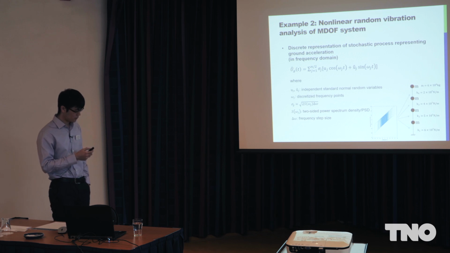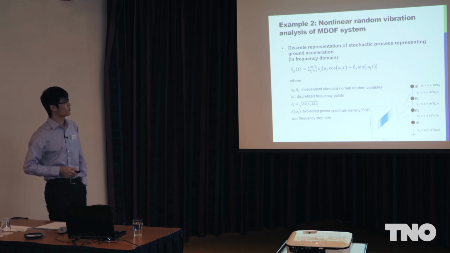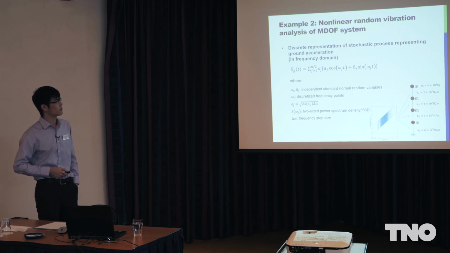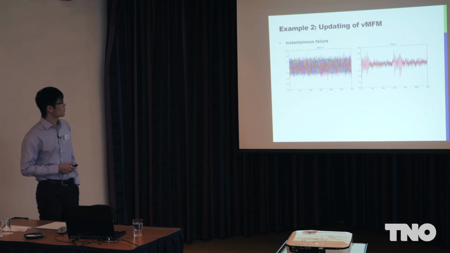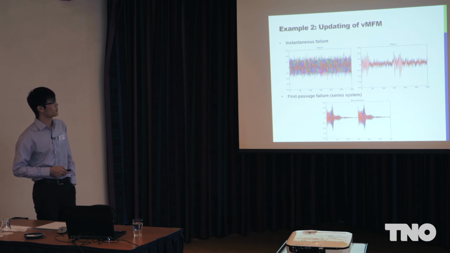Okay, so this is another multi-degree of freedom system with some nonlinear constitutive models, and we excite this structure with, I think, white noise, and we compute the first passage probability of some certain story drift, and also we can use this method to compute the instantaneous failure probability, and also the first passage failure.